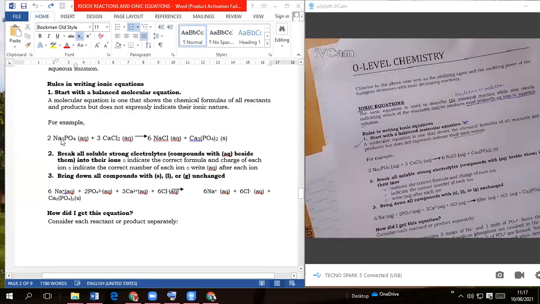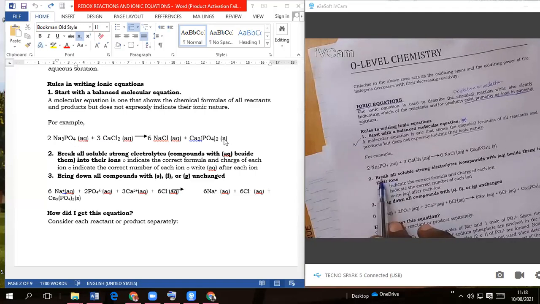An example is this. This is sodium phosphate. You know the phosphate, this 3 is for the phosphate. That's why the sodium has that 3. The 2 is for the chloride, the calcium. Then sodium chloride is at this, then calcium phosphate at the end of the day. So here we are forming aqueous and solid. Those states are very important in writing the ionic equation.